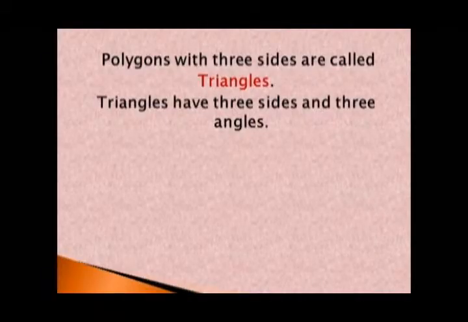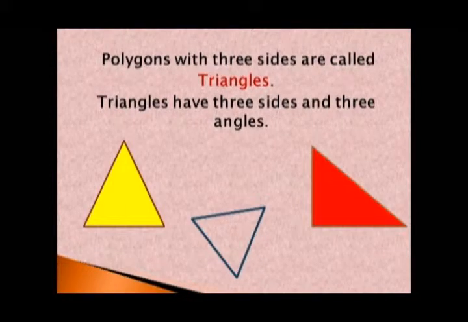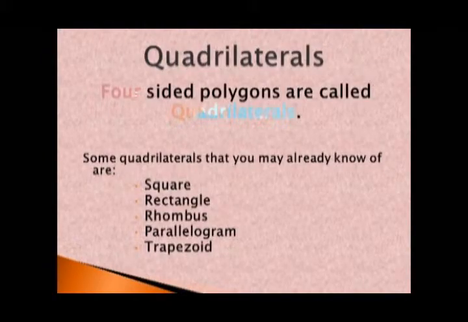Polygons with 3 sides are called triangles. Triangles have 3 sides and 3 angles. Here are some examples. What do you think a polygon with 4 sides is called? Let's take a look. Polygons with 4 sides are called quadrilaterals.